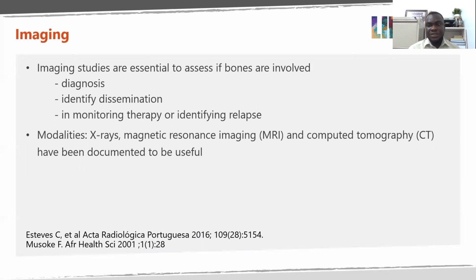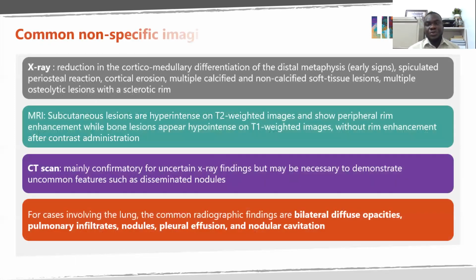The various modalities of imaging have been used and previously described in cases of African histoplasmosis and have been documented to be very useful. Even though these findings are not specific to African histoplasmosis, some of the very common ones that have been associated with it are listed here. And it's important to note that a reduction in the medullary differentiation of the distal metaphysis is one of the early signs of bone involvement, and it must be looked out for.